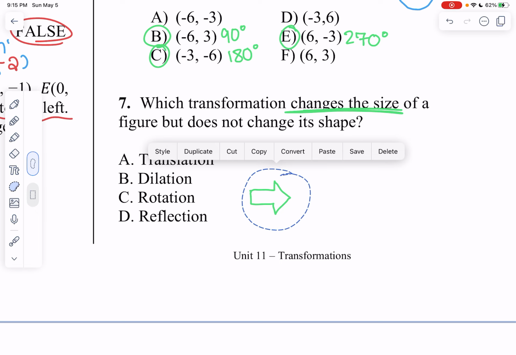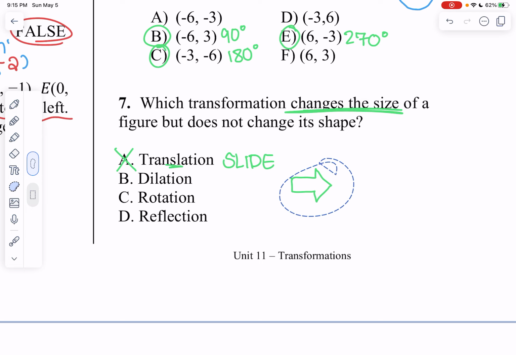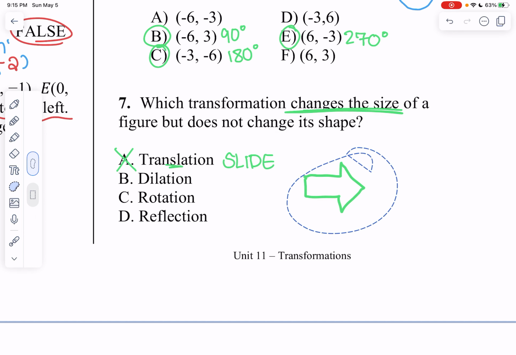So starting with A, it says translation, which is slide. If I slide my arrow, I can slide to the right or up or down or to the left. The size is not changing. Translation or a slide does not change the size. B is dilation. This is like our pupils, okay? I go to the eye doctor, they dilate my pupils, they get really, really big, and then really, really small. What's happening, people? The size is changing. B is my correct answer.